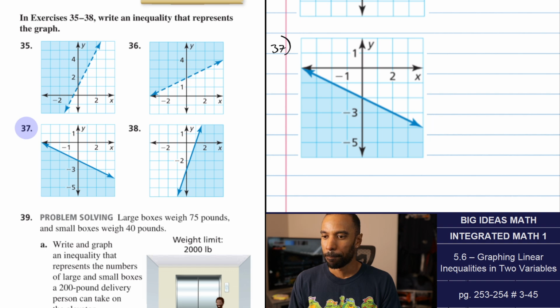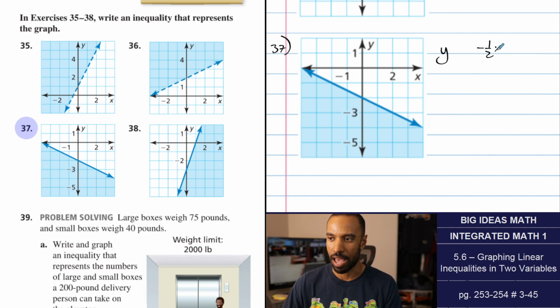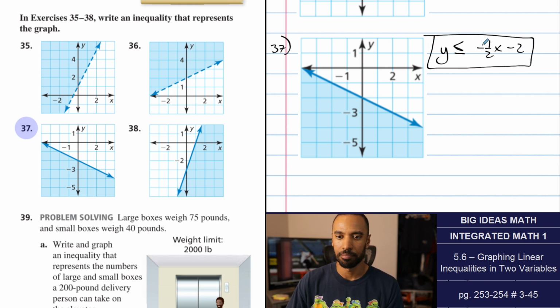Number 37. We have a y-intercept, I'm just going to say these out loud, of -2 and a slope of -1/2. So this is y compared to -1/2 x minus 2. However, this time, solid line, that means also equal to, and we're shading below it, so y is less than or equal to that. 0, 0 would state 0 is less than or equal to -2, not a true statement, therefore that wouldn't apply. So that's our answer.